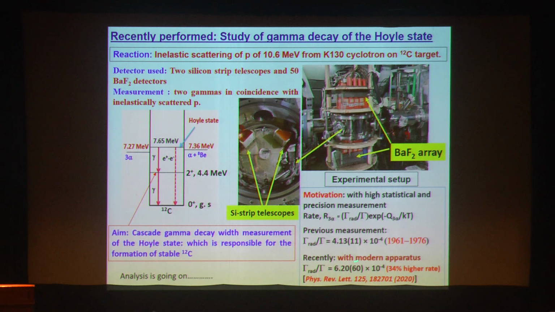But very recently with modern apparatus, it has been shown that this value is changing, 6.2 times 10 to the power minus 4, a 30% higher rate. So if it is so, we wanted to verify these results with a higher precision measurement. So we have completed this experiment, and analysis is going on. Hopefully we'll get some good results for this experiment also.